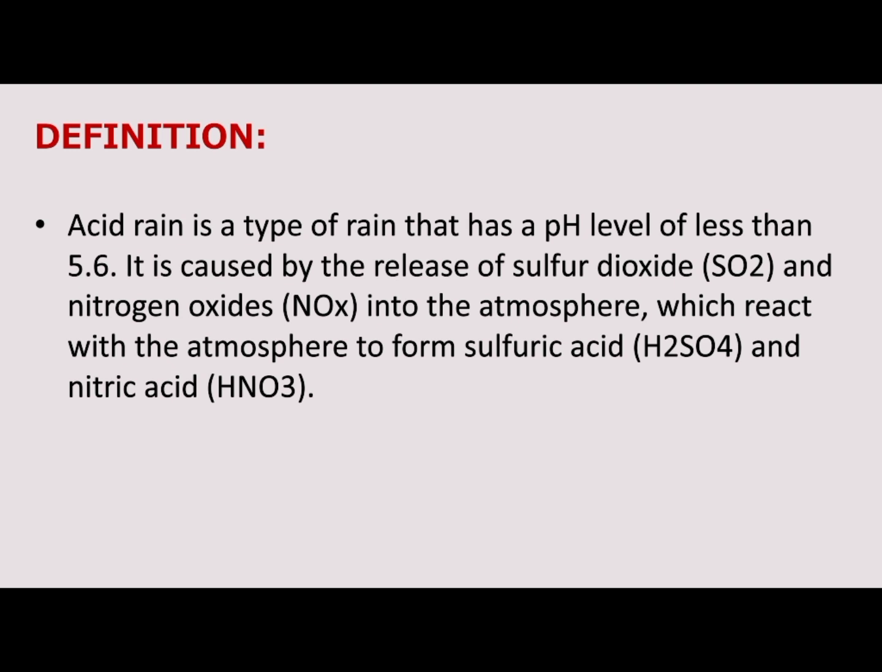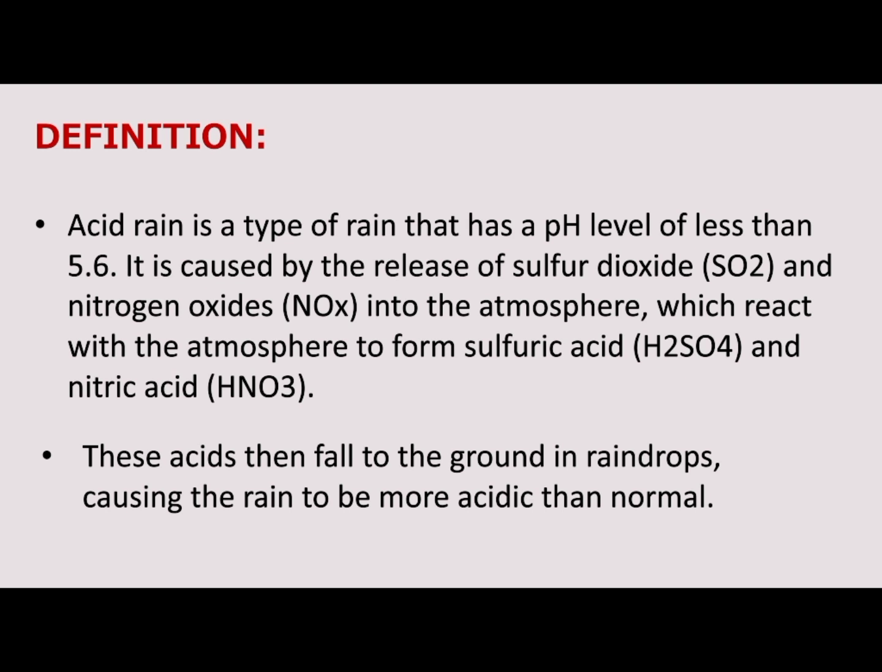First of all, the formation of oxides leads to the formation of acid. These acids then fall to the ground in raindrops, causing the rain to be more acidic than normal. So the rain after this formation of acid is more acidic than normal water. Normal water has a pH of 7.